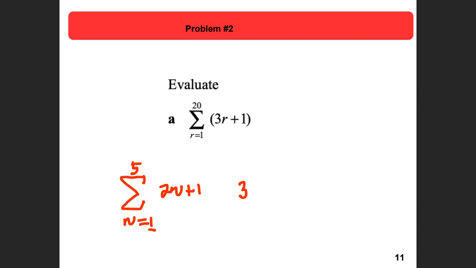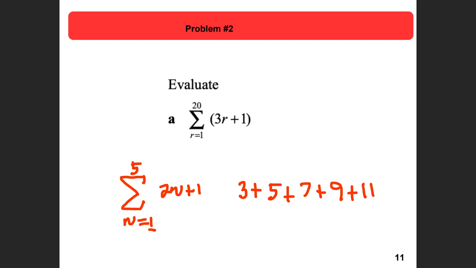3. And then I'm going to plug 2 into this function. What do I get when I plug 2 in? 5. Then I'm going to plug 3 in. What do I get when I plug 3 in? I get 7. Then I'm going to plug 4 in. What do I get when I plug in 4? 9. Then I'm going to plug 5 in. What do I get when I plug in 5? 11.